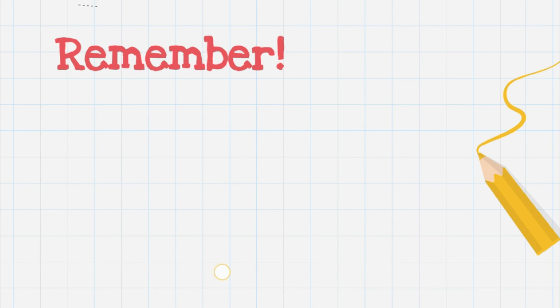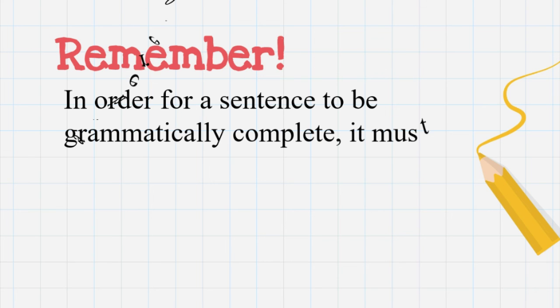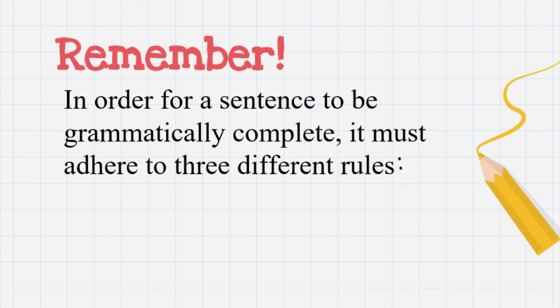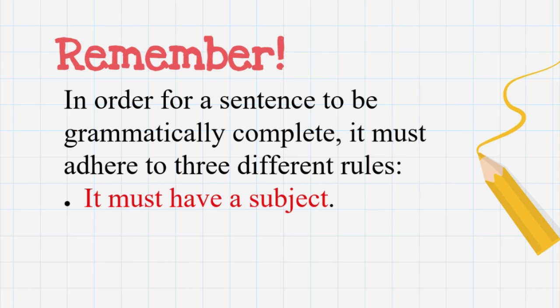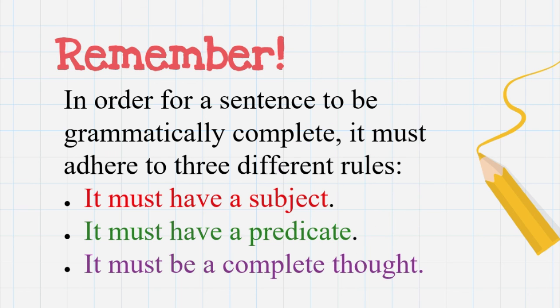Remember, in order for a sentence to be grammatically complete, it must adhere to 3 different rules. First, it must have a subject. Next, it must have a predicate. And lastly, it must be a complete thought.